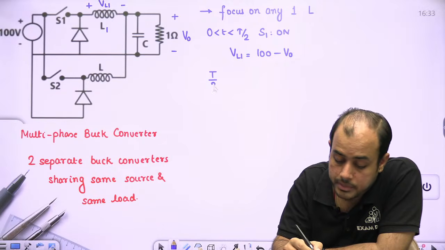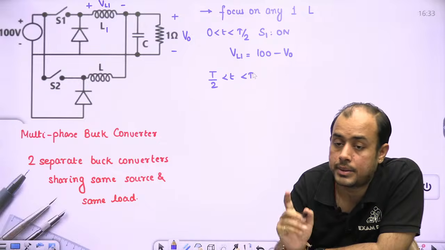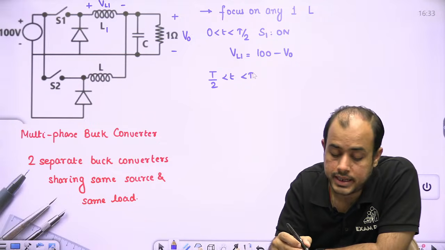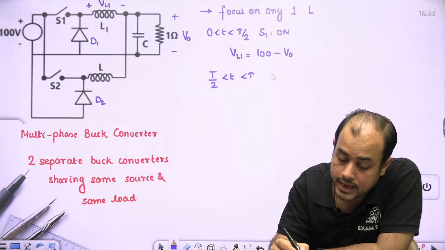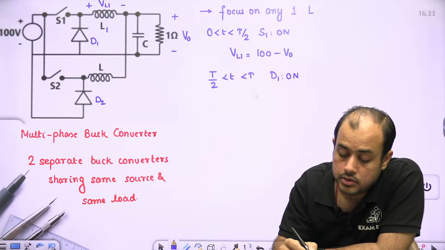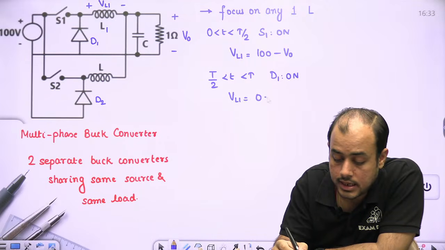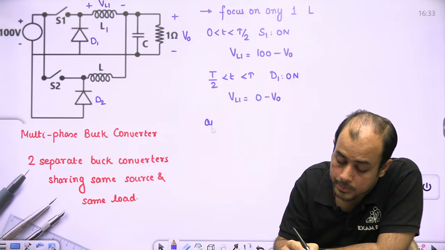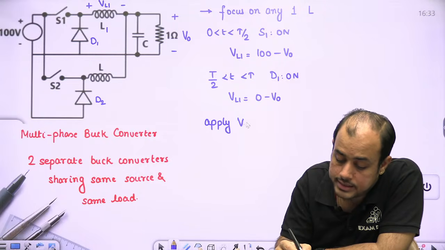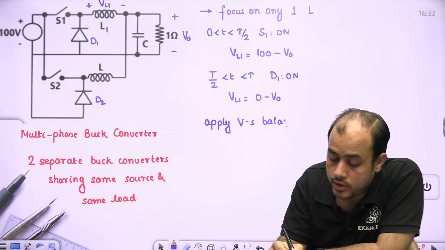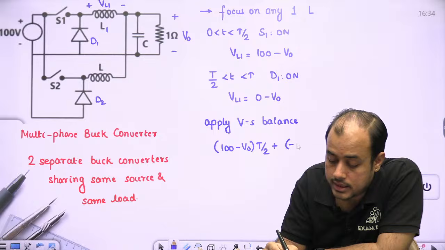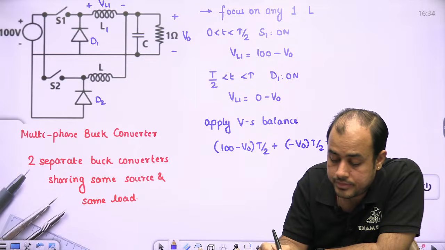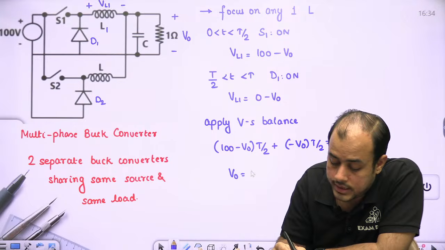Now beta, from T/2 to T, yes, S2 is on, but I am focusing on the upper inductor. The D1 has to be on so that inductor can discharge. So if we apply volt second balance, because we know why do we provide the anti-parallel diode, so that inductor can discharge easily. So V0 comes out as 50.